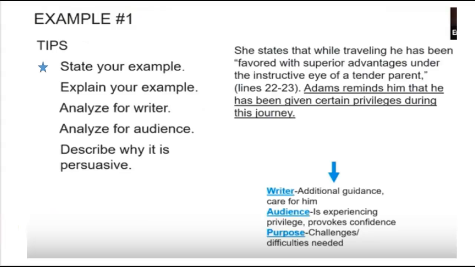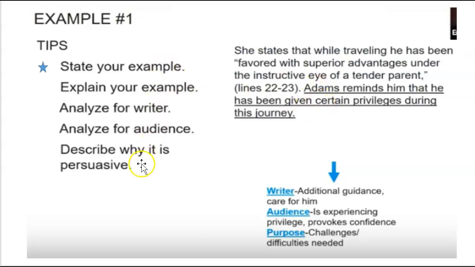So let's take a look at this example number 1. And again, our example is over here. It's one we've analyzed in a previous lesson, so you already have some notes taken on it. And then notice I've captured these notes in bullet points at the bottom. But let's go ahead and read this example. She states that while traveling, he has been favored with superior advantages under the instructive eye of a tender parent. Adams reminds him that he has been given certain privileges during this journey. Notice that the commentary is just this one underlined sentence.